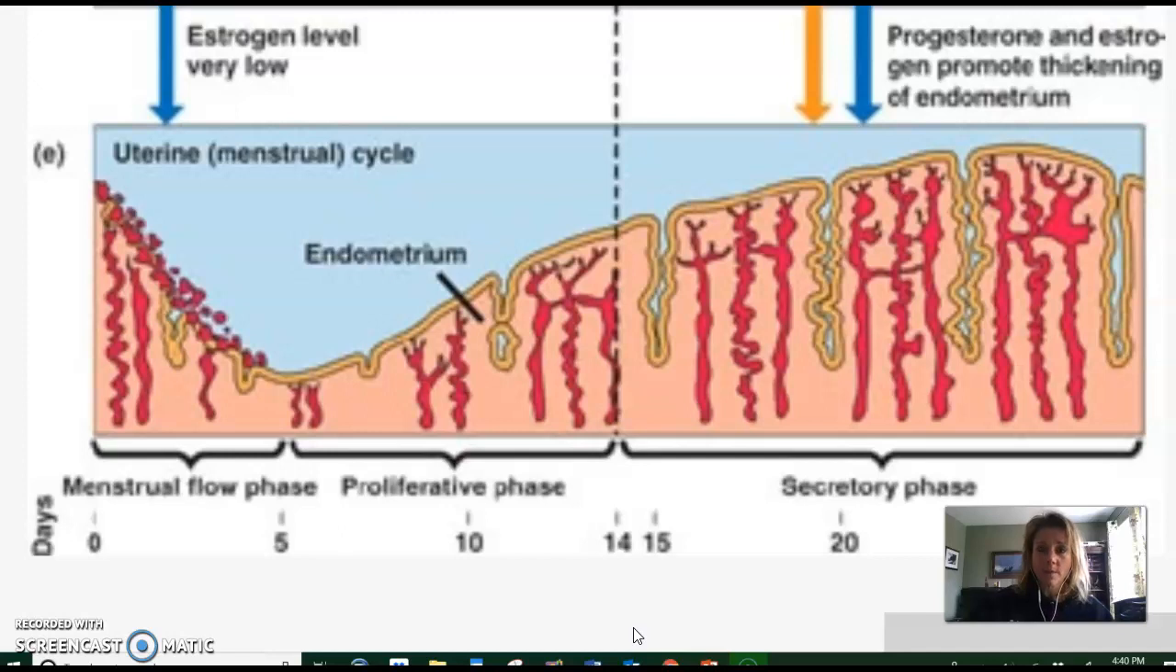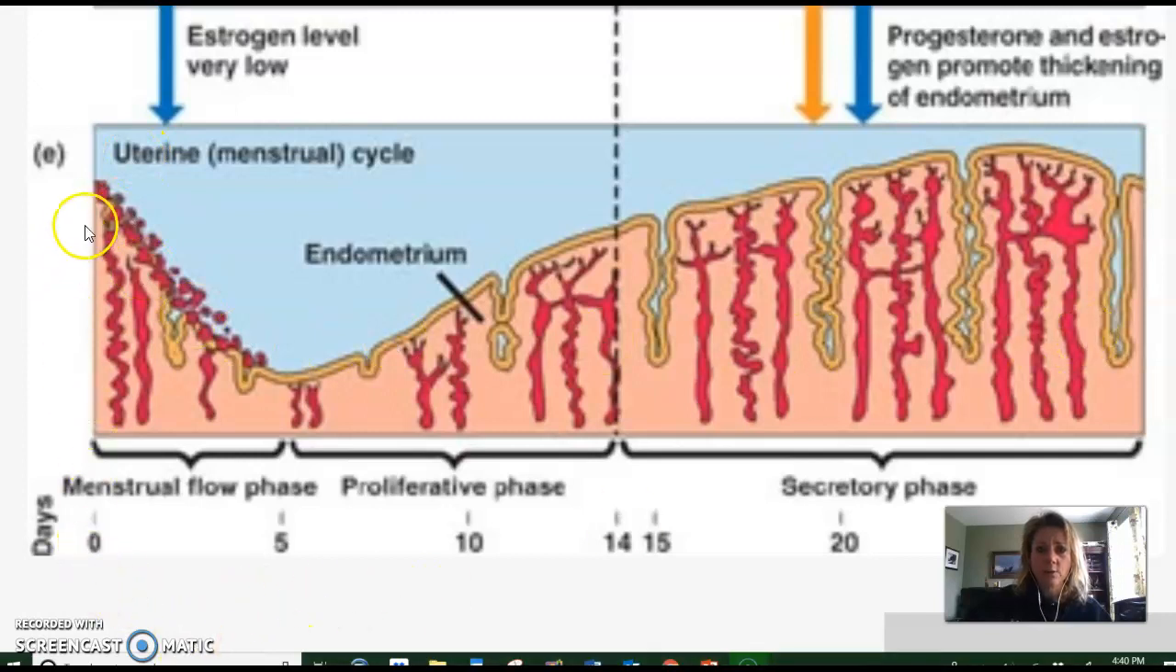We just finished talking about the ovarian cycle, and now we're going to talk about the uterine cycle. When we're talking about the uterine cycle, we're talking about changes in the endometrium that occur on a monthly basis in response to the secretion of the 5 hormones that we talked about: GnRH, FSH, LH, and estrogen and progesterone.